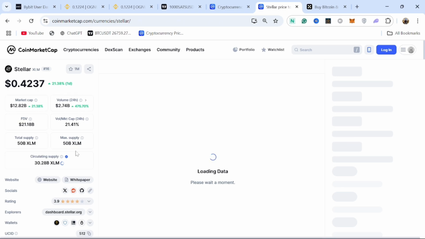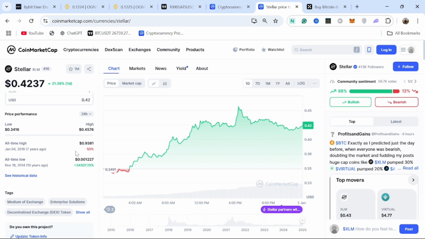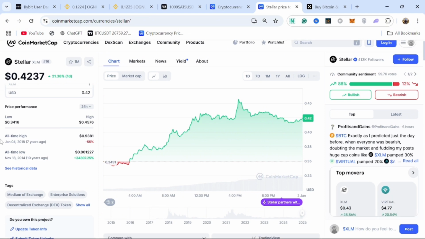So if we check at the left hand side, you can see the all-time high of the coin. The coin was created 7 years ago, right? And it's part of the XRP ecosystem. The highest it went was 0.45 and the lowest it was 0.34. But right now, look at the lowest price, all-time low, 0.0013. All-time high was almost $1. But right now, the coin is at 0.42, right?